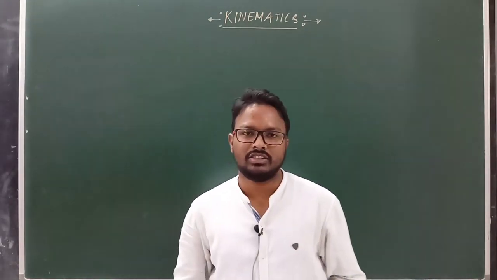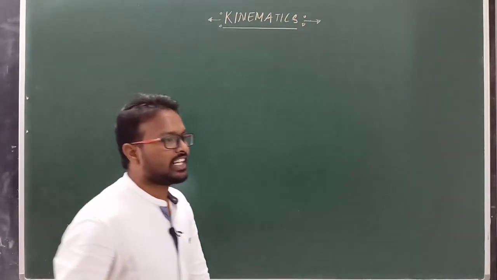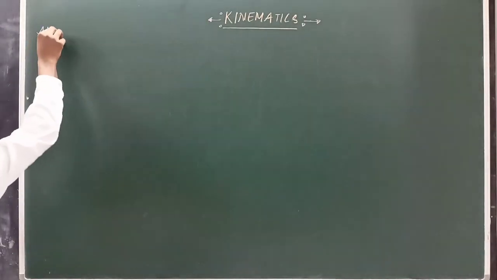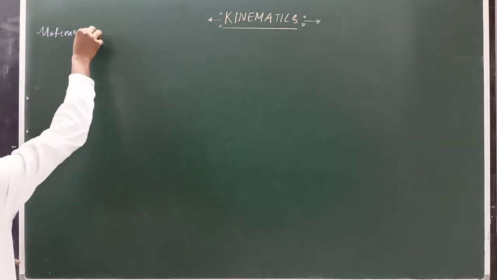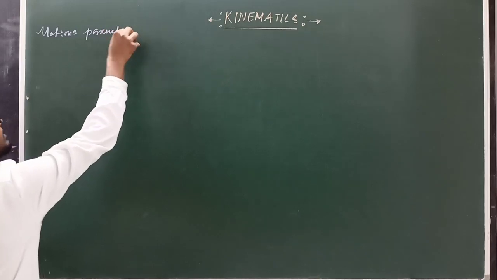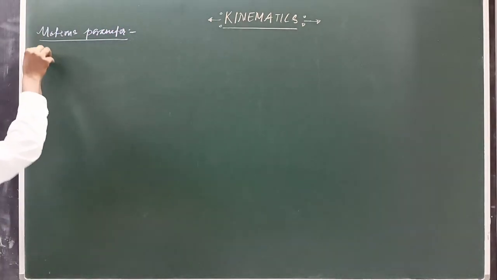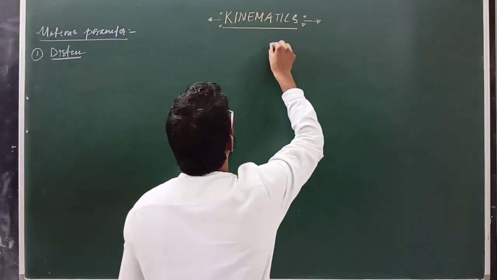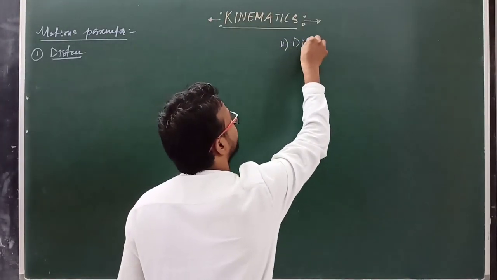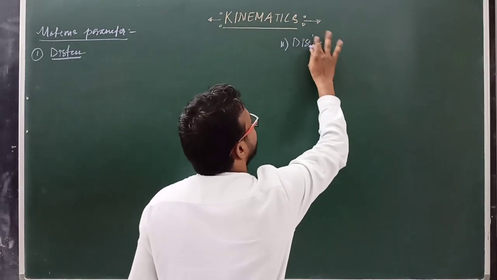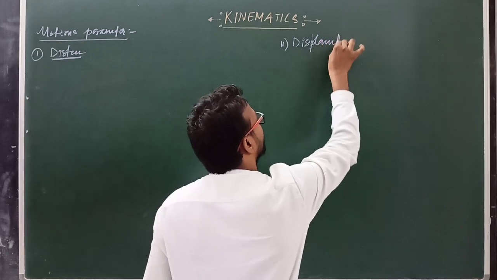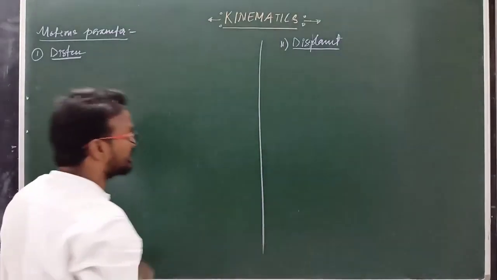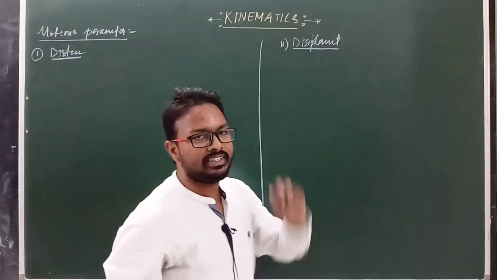What are motion's parameters? Clear? Motion's parameters means the parameters needed to describe the motion of an object. So first we will discuss motion's parameters. First, what is distance, and second, what is displacement. Clear? Okay. We already know that distance is a scalar quantity and displacement is a vector quantity.